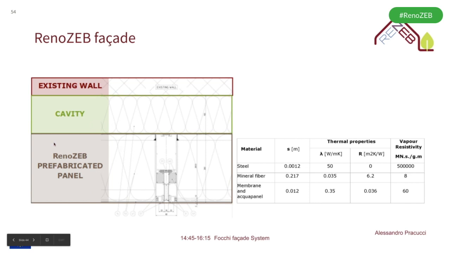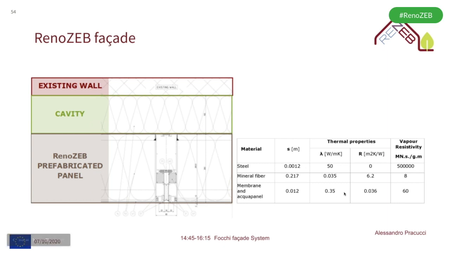In brown, you can see the RenoZEB prefabricated panel. That is the core of this solution that is installed on the existing wall, exploiting a cavity where we can position, first of all, the brackets, useful to hang the prefabricated panel, as well as to install additional insulation, mineral wool, and so on, to achieve nearly the energy standard and very high thermal transmittance.